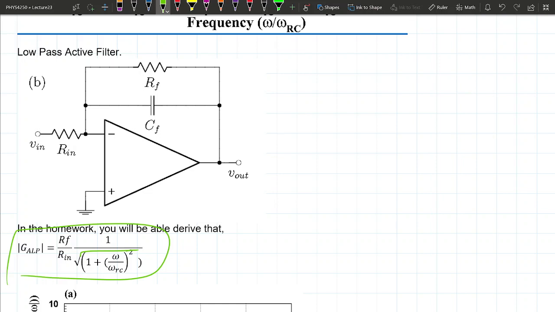And the way you set that up is that you put the capacitor in the feedback loop instead of the input. You just move the capacitor from one place to another.